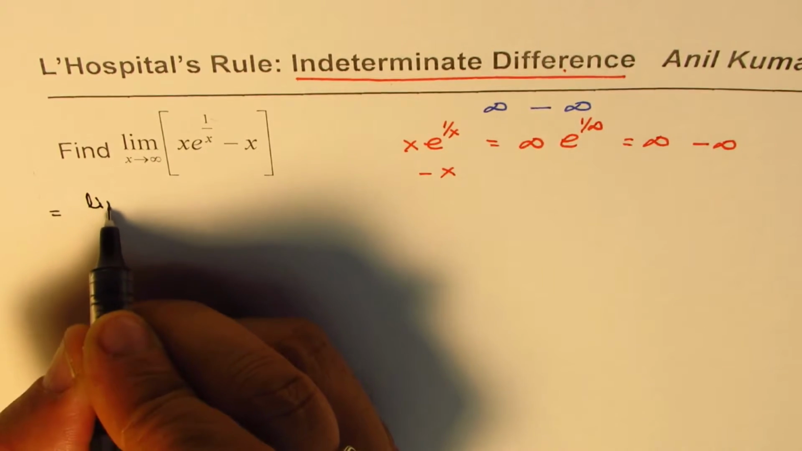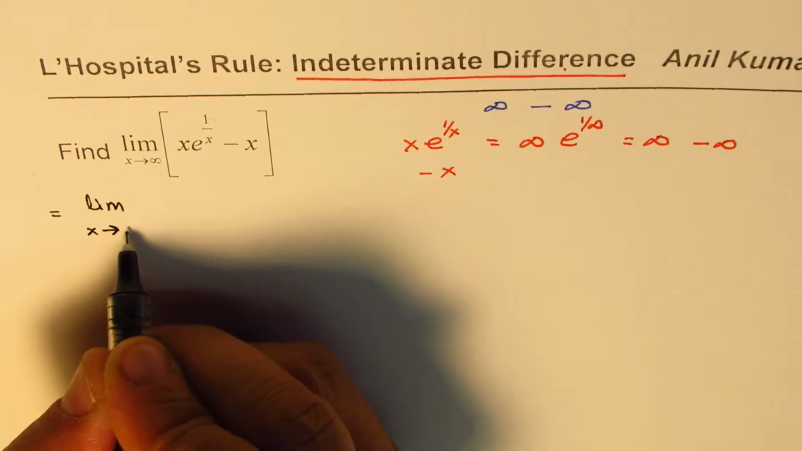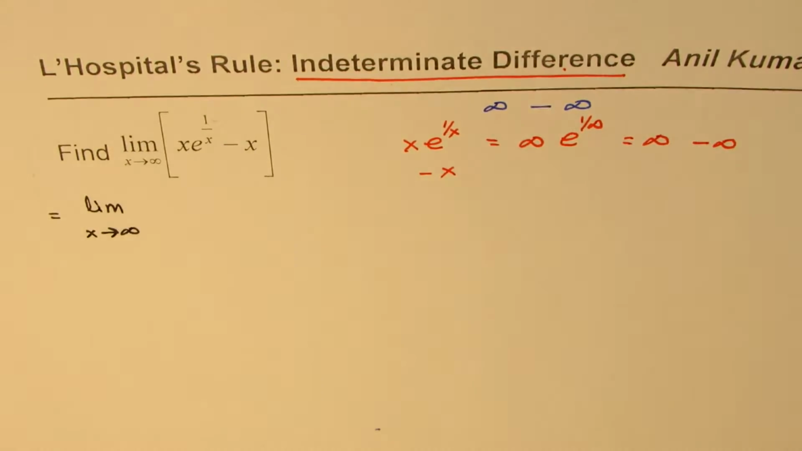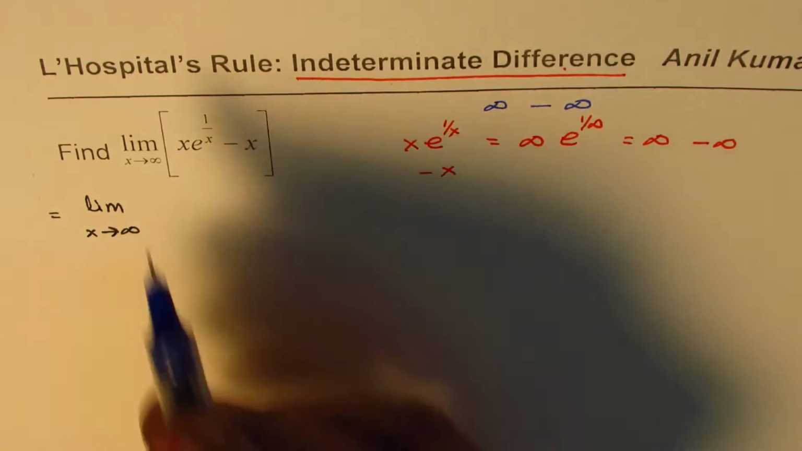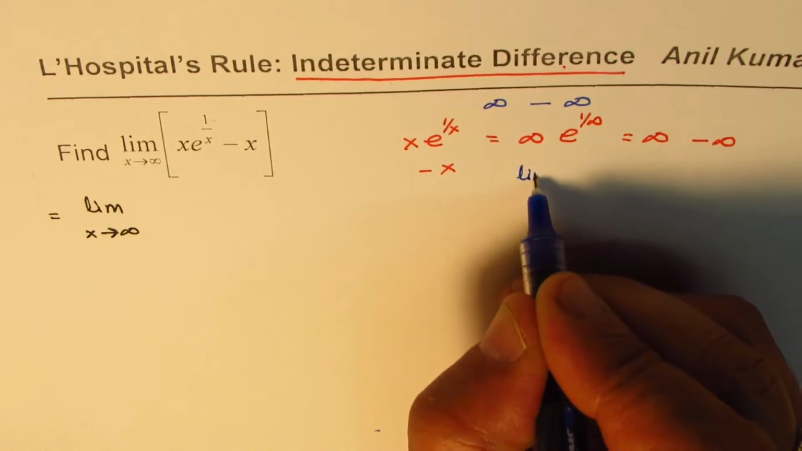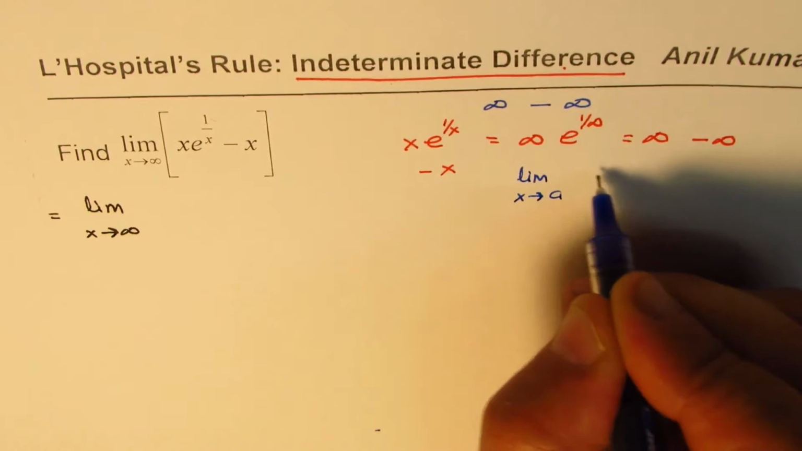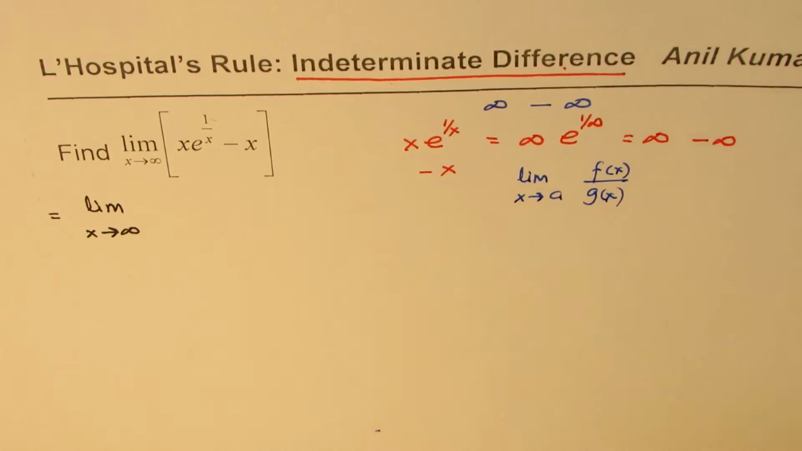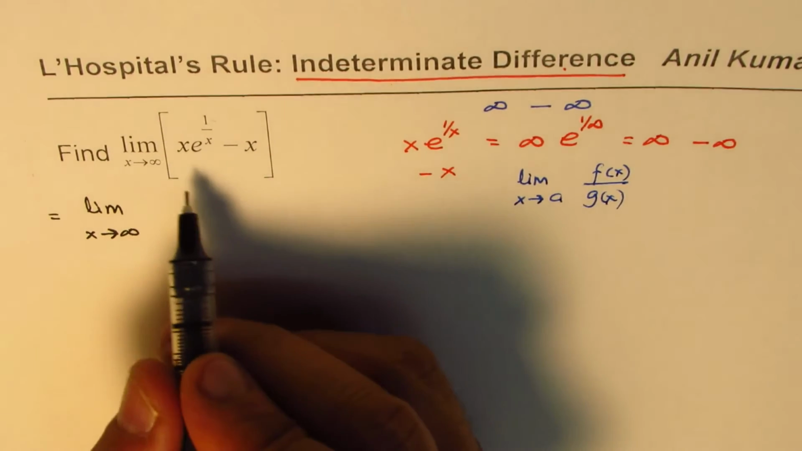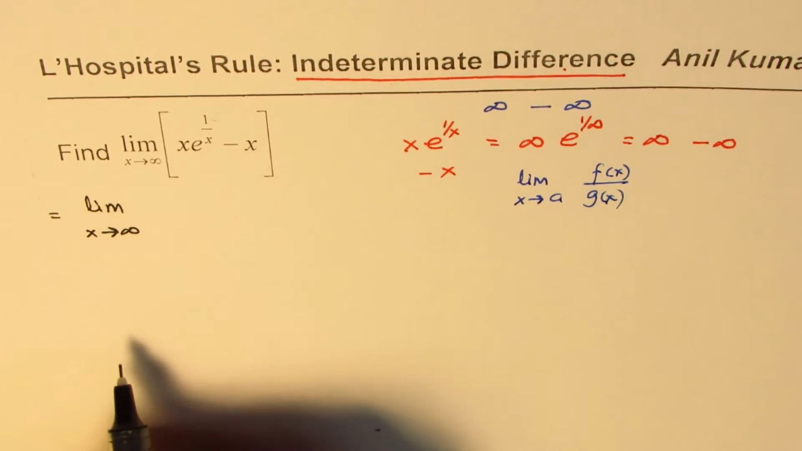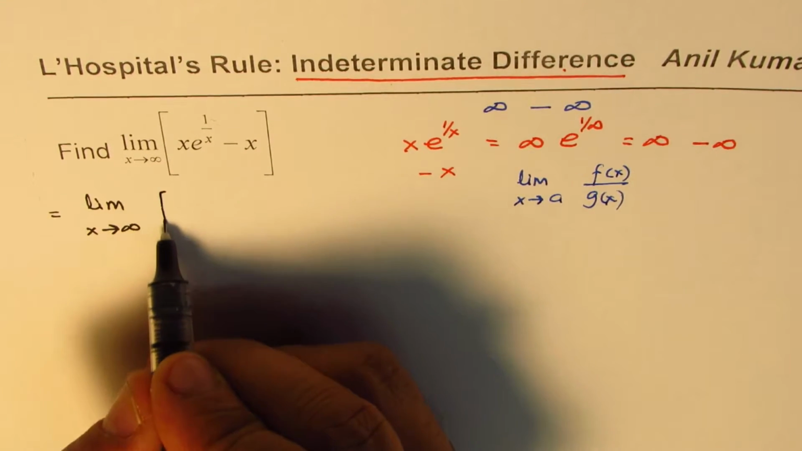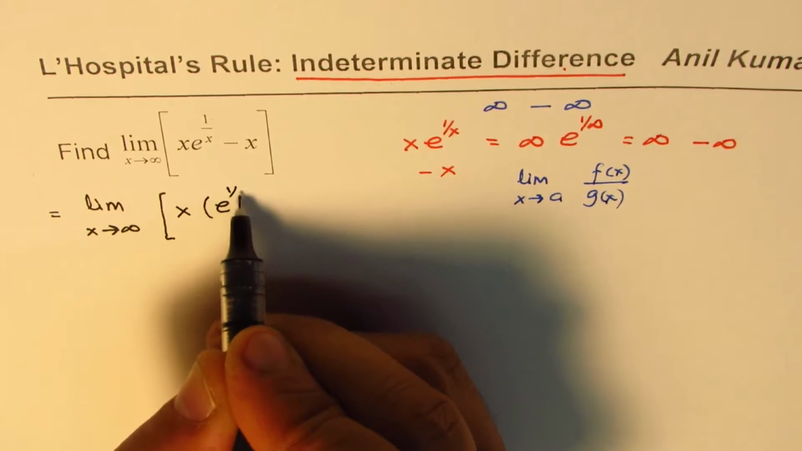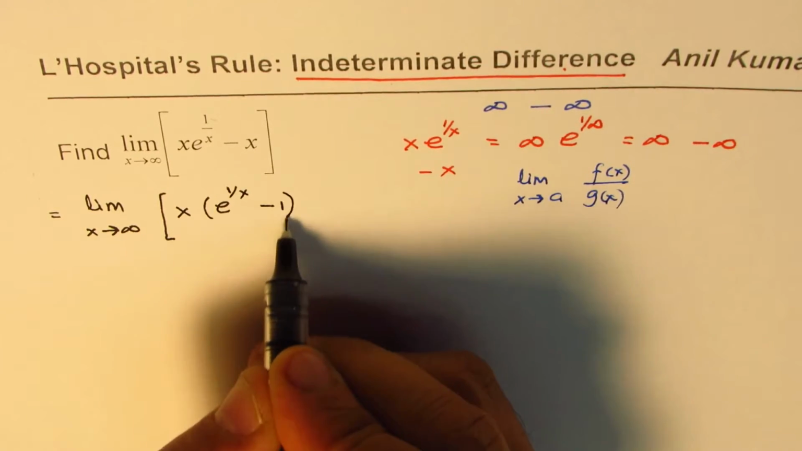We have the limit as x approaches infinity. Now, whenever you're applying L'Hopital's rule, you must have noticed that we should have a form like this: x approaches a, f of x over g of x. So we have to write it in quotient form. First we have to figure out how to write this in quotient form, so we'll do some simplification. Let's take x common, and then we have e to the power of 1 over x minus 1.